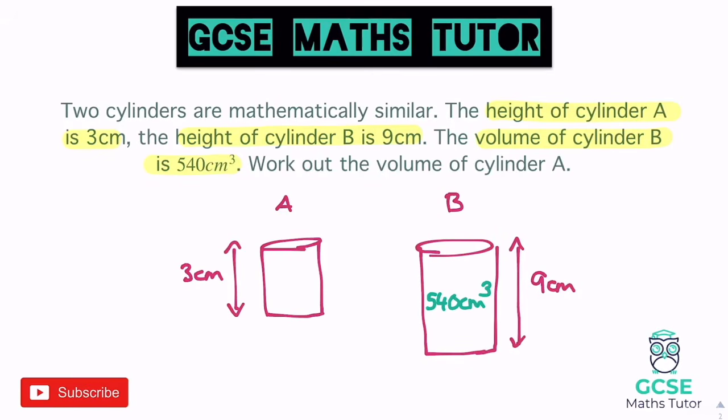So again, we just need to work out what our scale factor is. Now again, we've got 3 and 9 there being the heights. So I can work out my length scale factor by doing 9 divided by 3. Again, the bigger one divided by the smaller one. And 9 divided by 3 is 3.